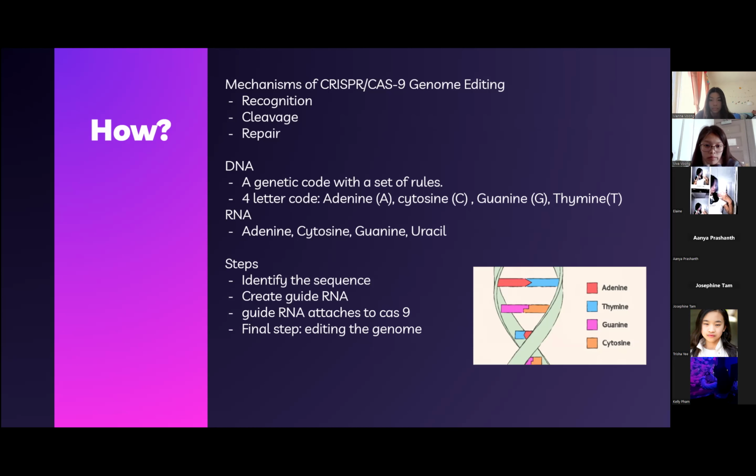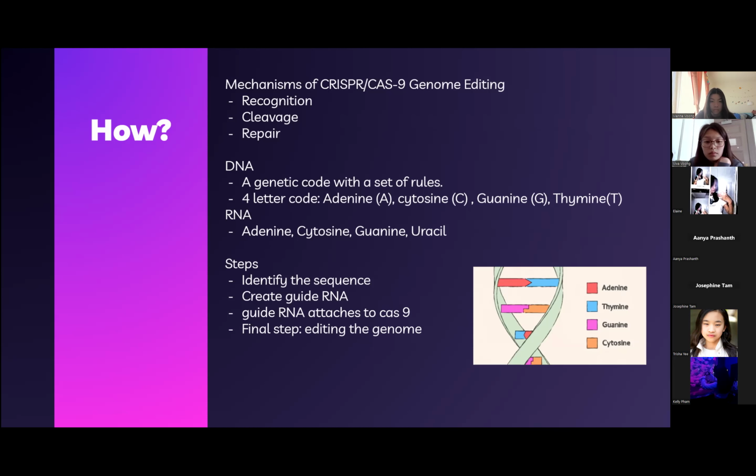Now, before we get into the next information, we need to understand what DNA is first. DNA consists of genetic codes with sets of rules. The genetic code consists of 4-letter codes known as the 4 nucleotide bases of DNA. This includes adenine, which is A, cytosine, which is C, guanine, which is G, and thymine, which is T. These codes have specific pairs of C and G and A and T. However, RNA consists of the same codes as DNA, except thymine is switched with uracil, where A bonds with U and C bonds with G.